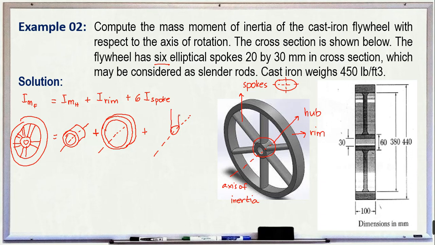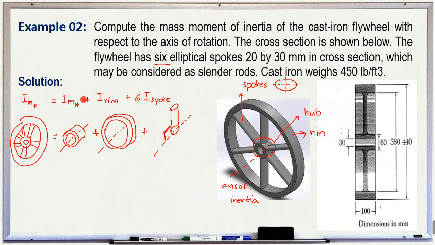Tapos, meron siyang, syempre, yung kanyang height. So, para siyang rod na naka-perpendicular to the axis of inertia. Okay? Mapapansin natin, perpendicular siya sa axis of inertia. And we already derived a formula for a slender rod. So, we can solve this kind of problem.